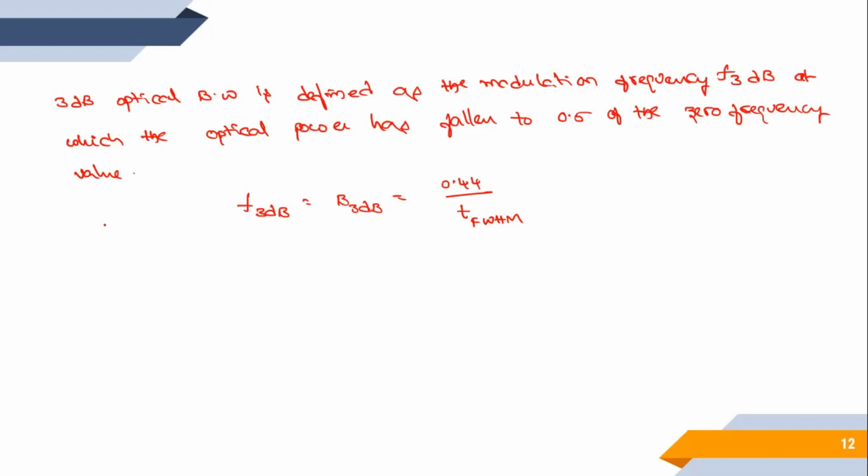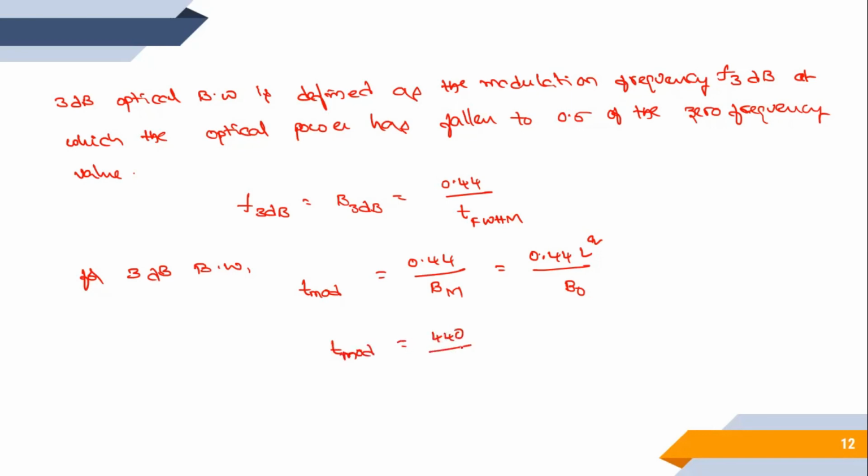And now for 3 dB bandwidth, the optical power link and rise time for modal dispersion is given by T mod is equal to 0.44 divided by B. T mod is given by 0.44 by Bm, which is also written as 0.44 L to the power of Q by B naught. And this can also be expressed as T mod is equal to 440 divided by Bm is equal to 440 L to the power of Q divided by B naught. We have T mod and TGVD and all the things.